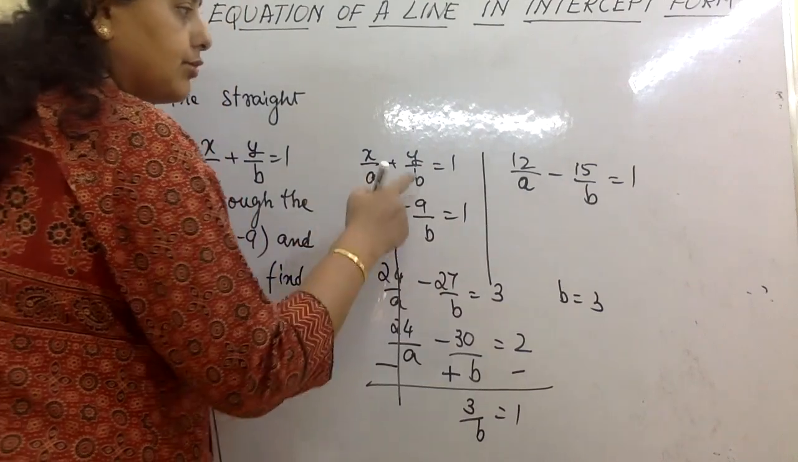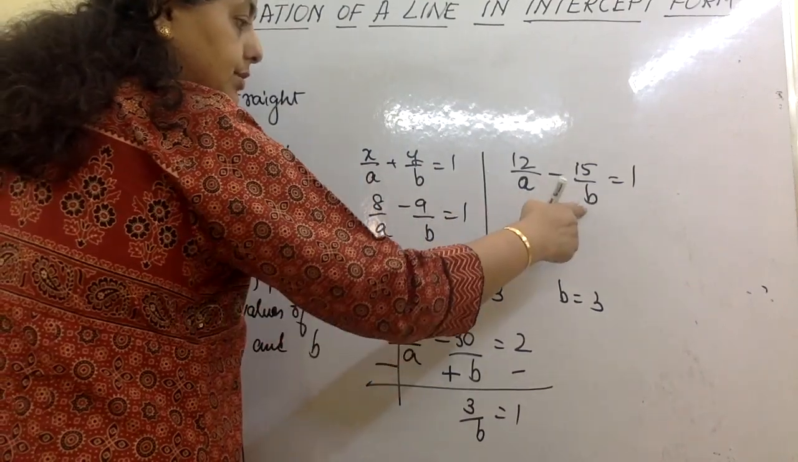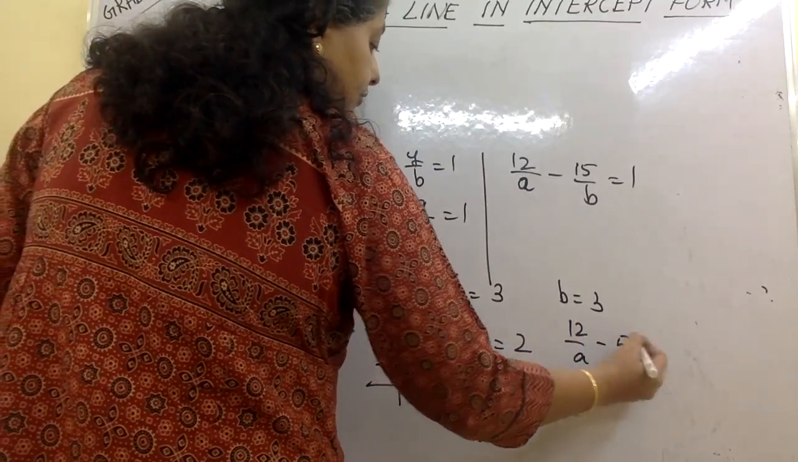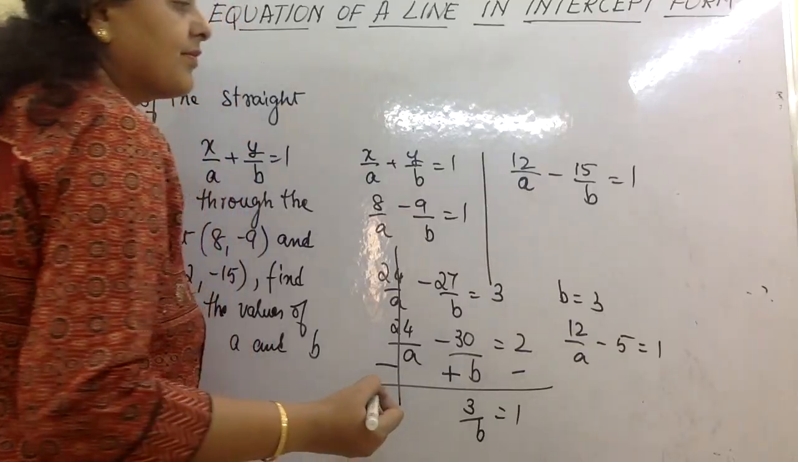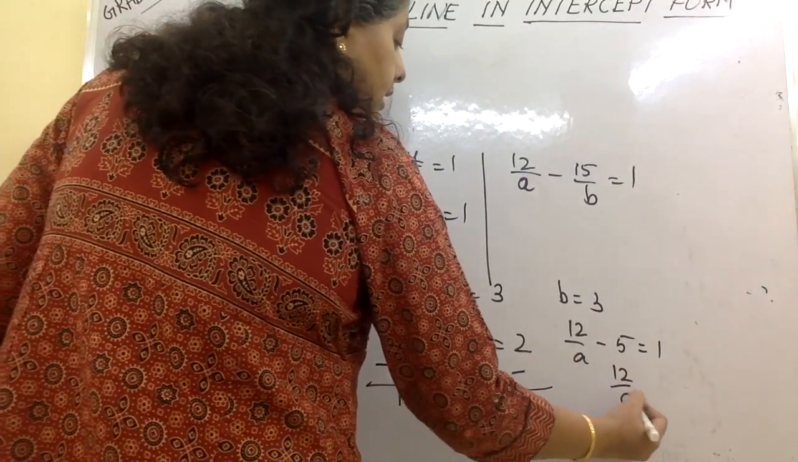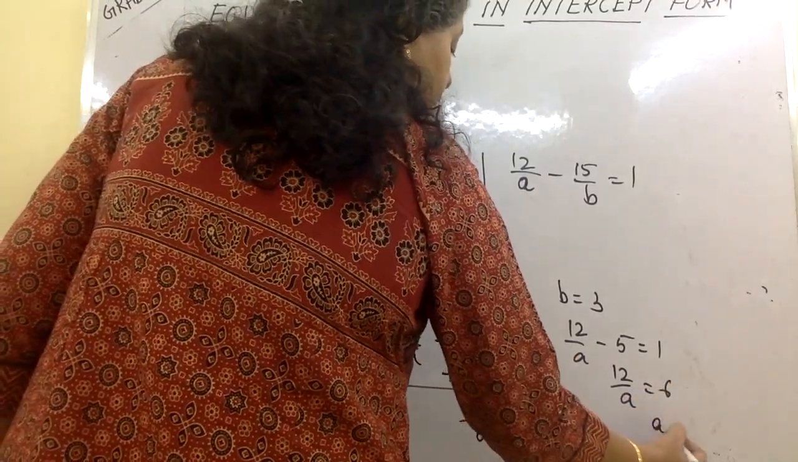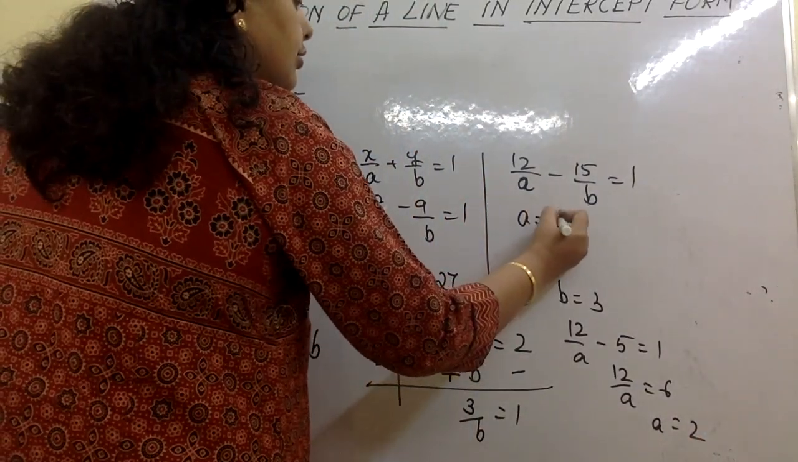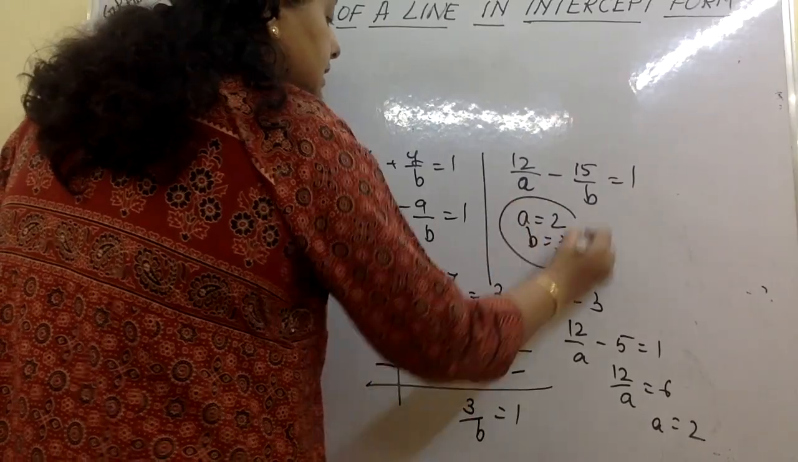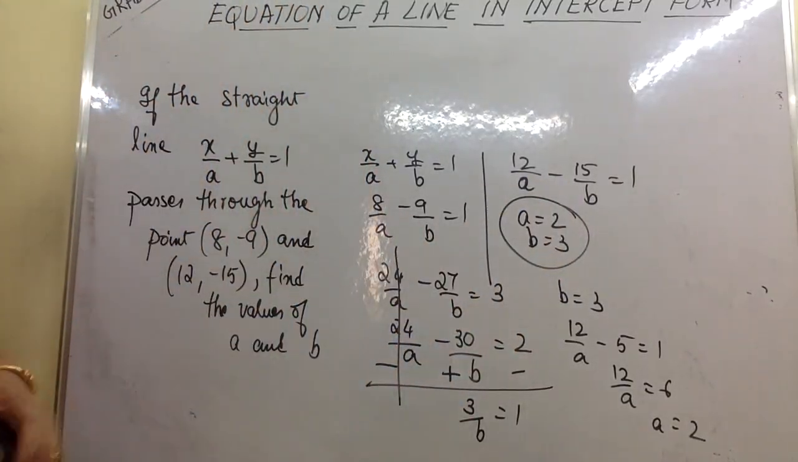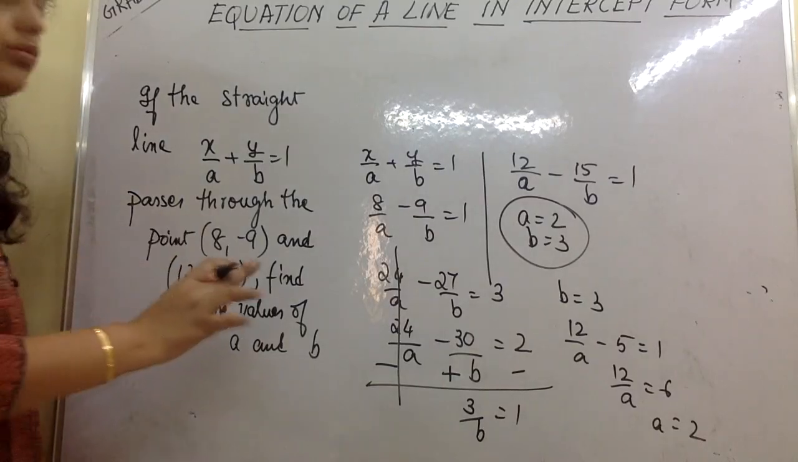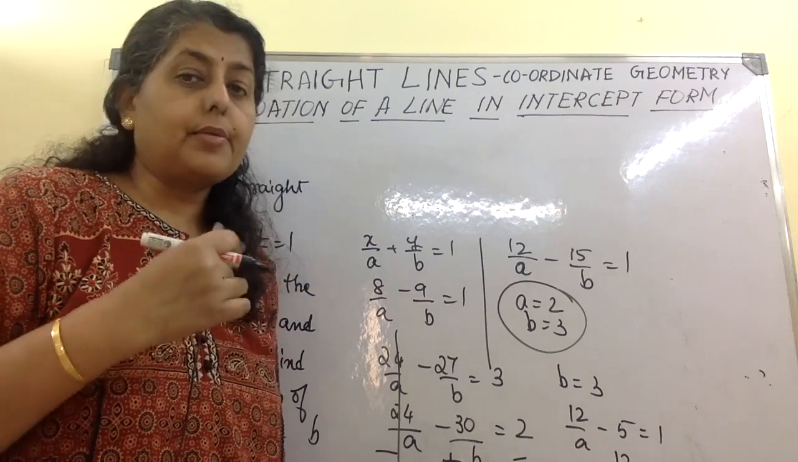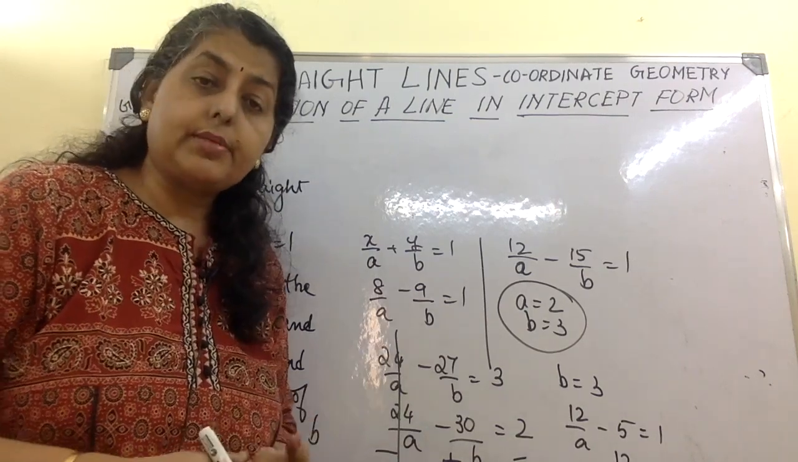Substitute that anywhere. You can substitute it here. Okay, if you substitute it here, you get 12 by a minus 5 is equal to 1. Okay, so 12 by a is equal to 6, a is equal to 2. Okay, so I have both the values. a is equal to 2, b is equal to 3. As I said, if you have two equations, nobody can stop you from getting the values of two variables. Okay, so this is it from intercept form types of questions.